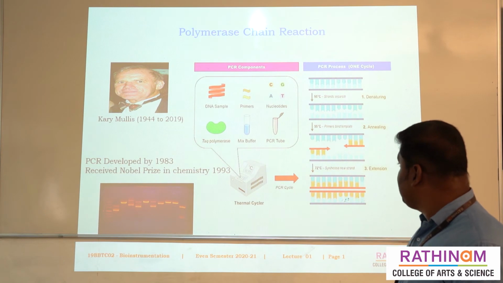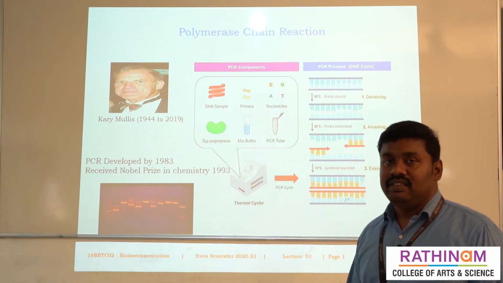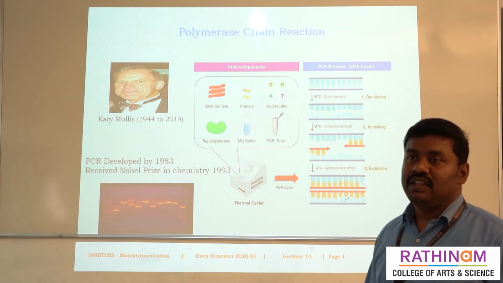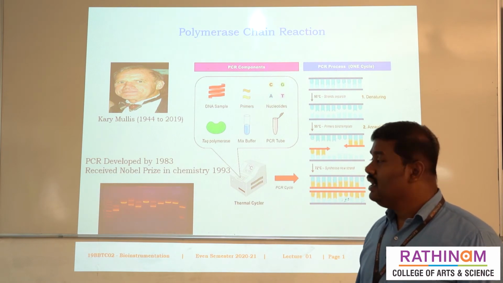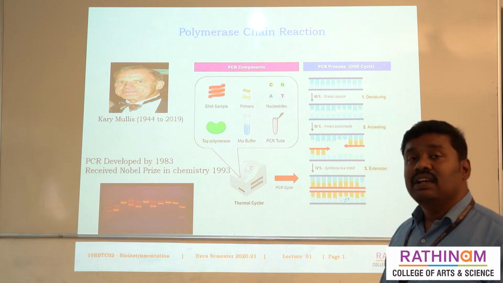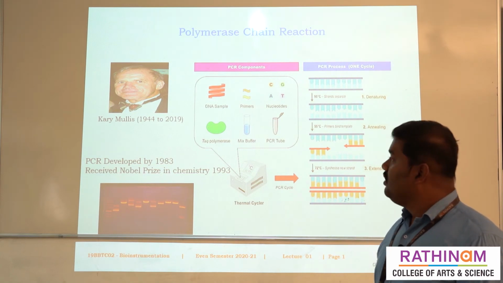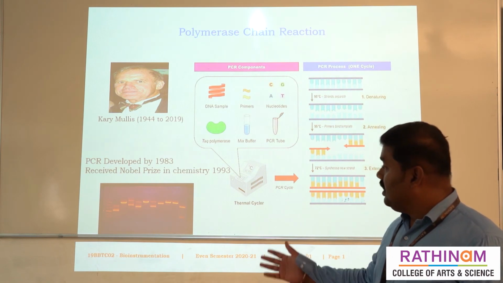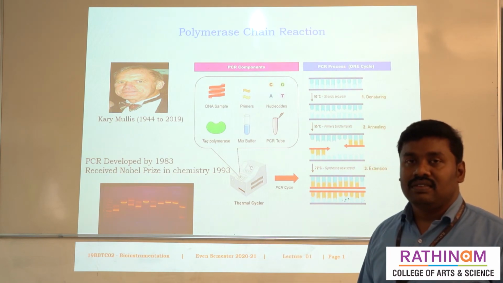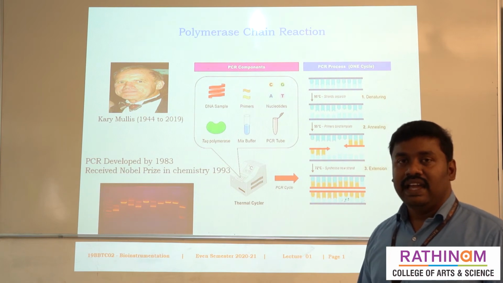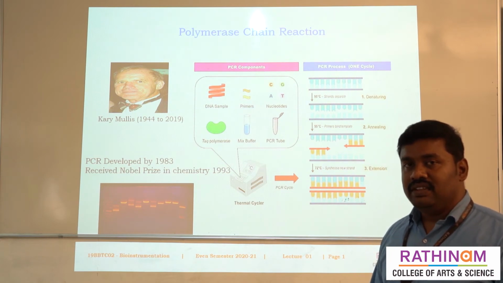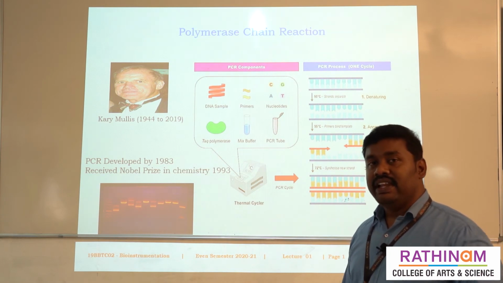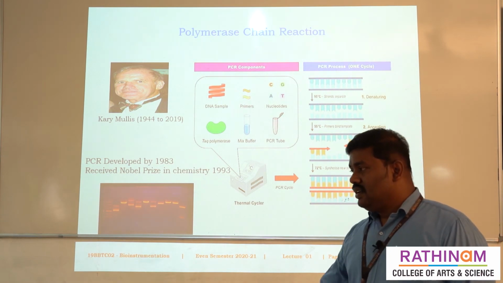Then extension takes place at 72 degrees Celsius for 1 minute. This cyclic process is carried out for 30 to 35 cycles. This is the process for the PCR reaction. After completing the PCR reaction, we run agarose gel electrophoresis to find the quality of the amplified product. This PCR reaction is applied in various clinical aspects.